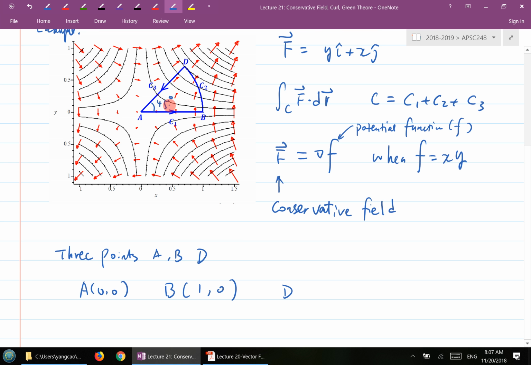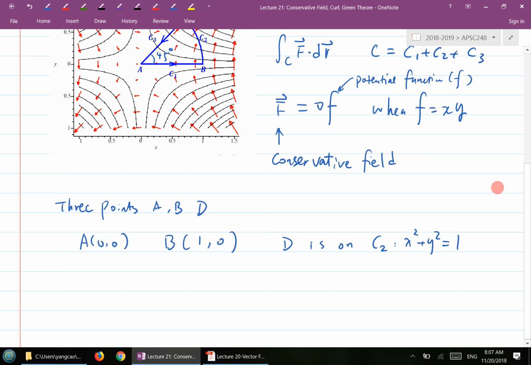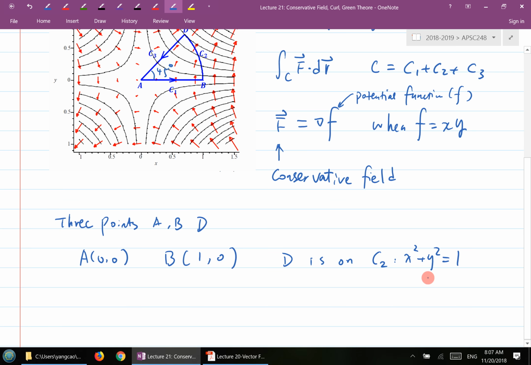So D is on C2, which is x squared plus y squared equal to 1. So that's D there. And if you plug the 45 degrees into the circle here, your D will turn out to be root 2 over 2 and root 2 over 2. Okay, that's your D point.